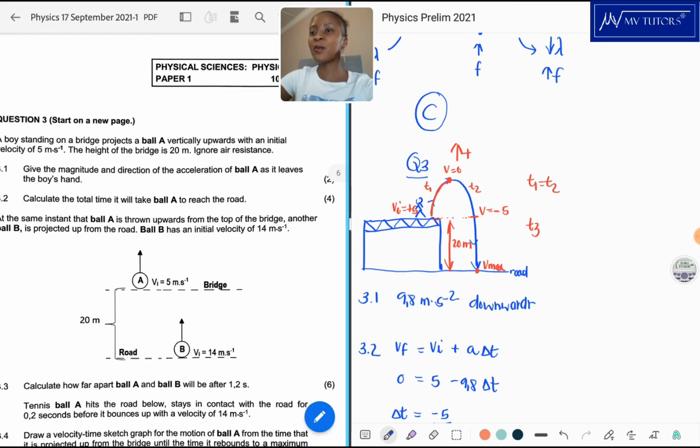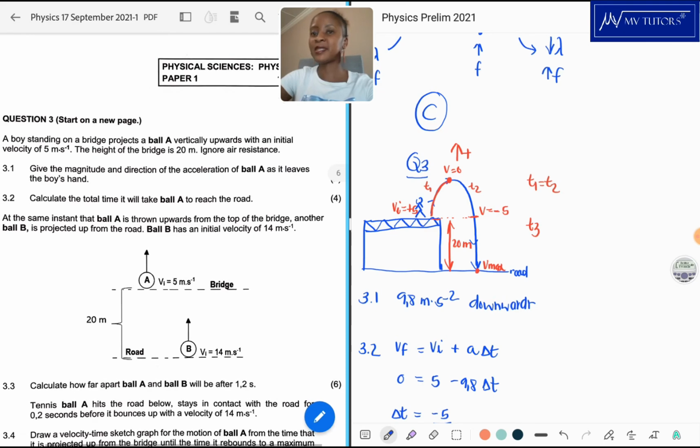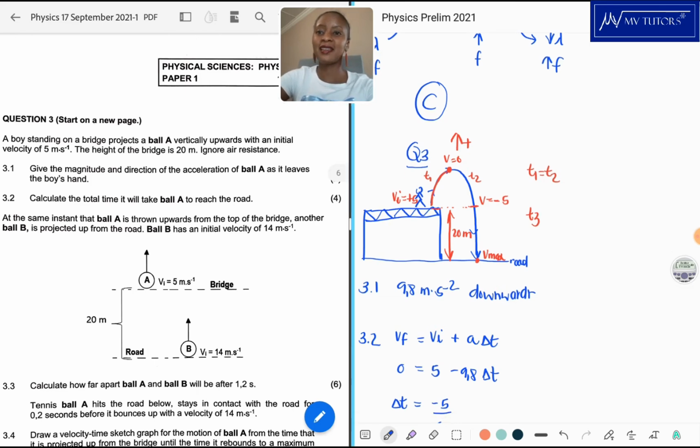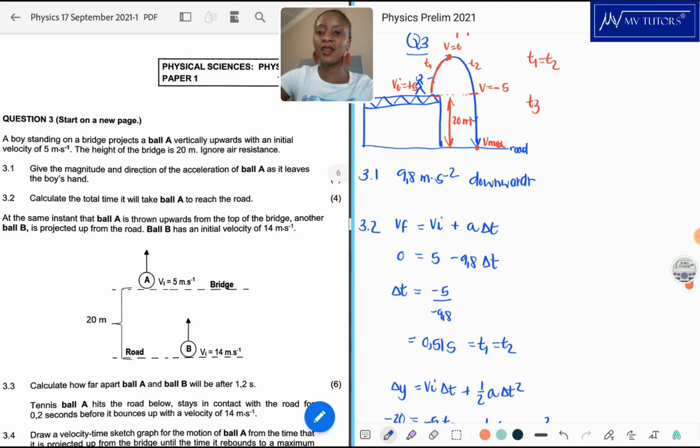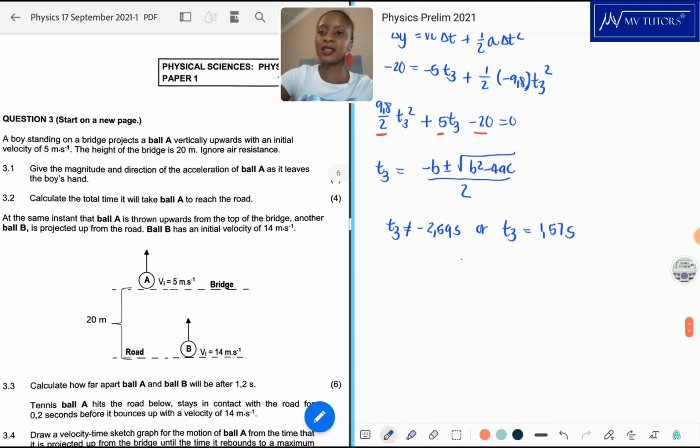Okay, it was 4 marks. Maybe I'm just taking my time. So T1, we get 0,51, T2, 0,51, T3, 1,57, I think. We just need to find out what the sum of all those times is, and then get the total time.